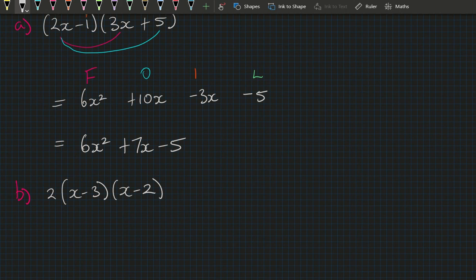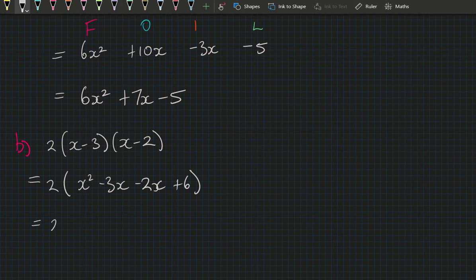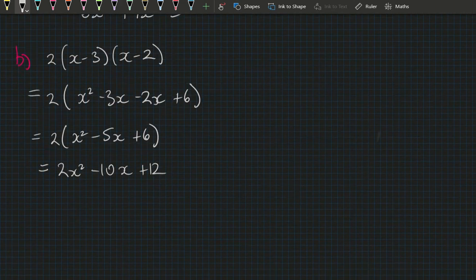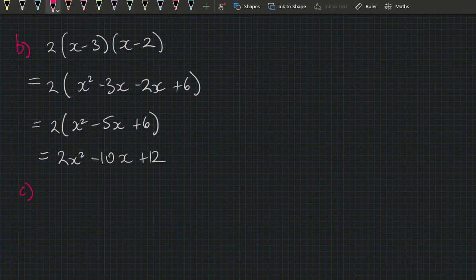So I'm going to say 2 times the product of the binomials. And we end up with x² − 3x − 2x, and −3 times −2 is positive 6. Collecting like terms makes this 2(x² − 5x + 6). And when I multiply the 2 through this trinomial, we end up with 2x² − 10x + 12. And done.